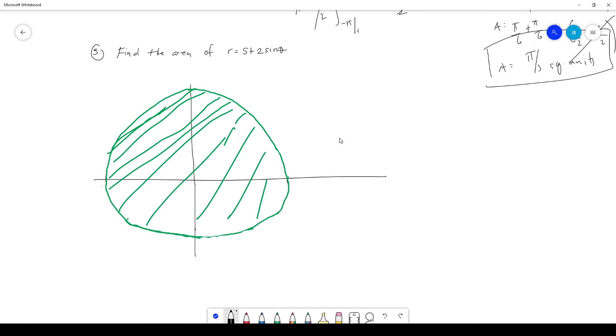Okay, for number 3, find the area of r is equal to 5 plus 2 sine theta. So if you're going to graph that one, it would look like this.